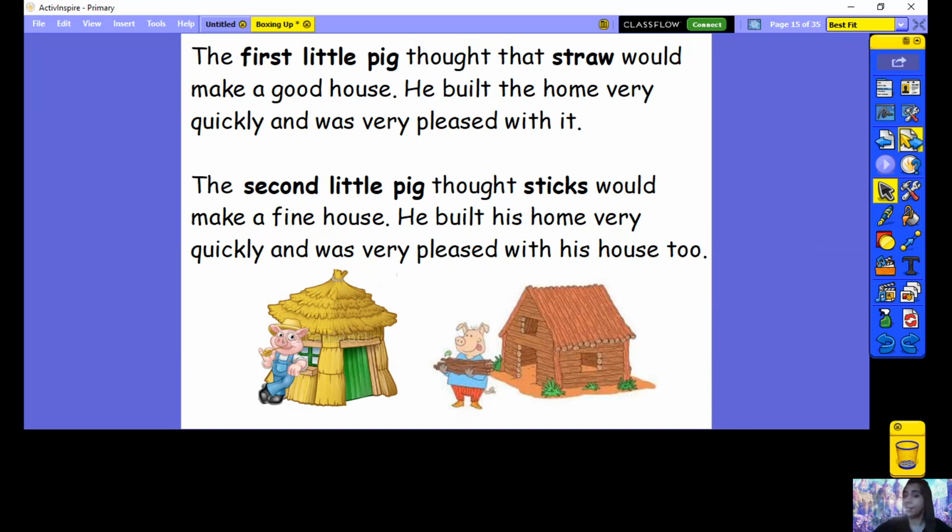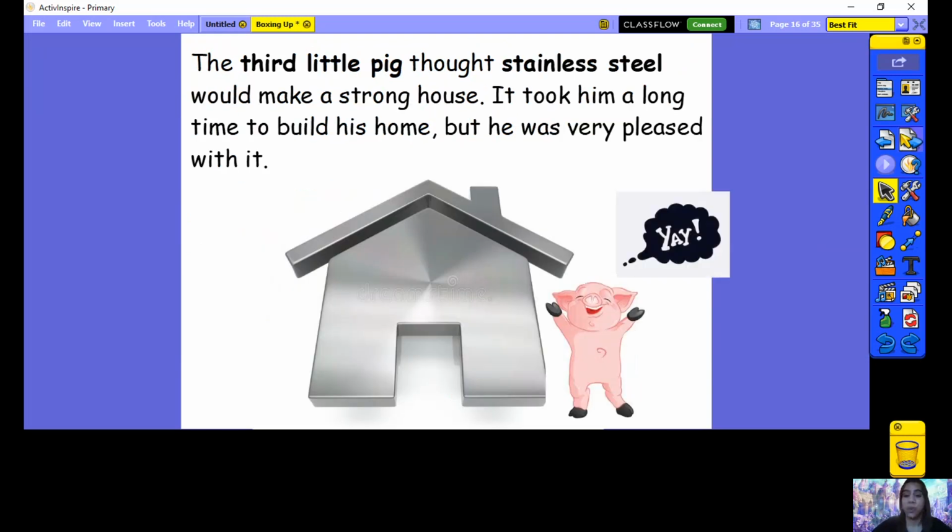The third little pig thought stainless steel would make a strong house. It took him a long time to build his home, but he was very pleased with it. And there you can see a very jolly looking pig, very happy with his home at the bottom there.